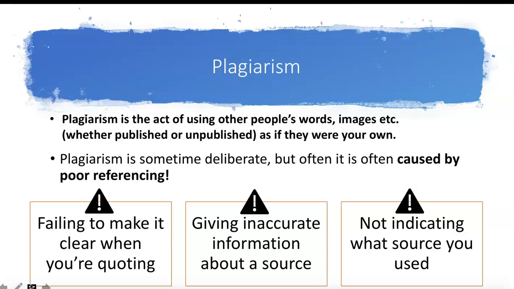So plagiarism is the act of using other people's words, images, whether published or unpublished, as if they were your own. So here on the screen you'll see 3 examples of when somebody could be accused of plagiarism. They could have failed to make it clear when they were quoting. They could have given inaccurate information about a source, and they might not have indicated what source was used.